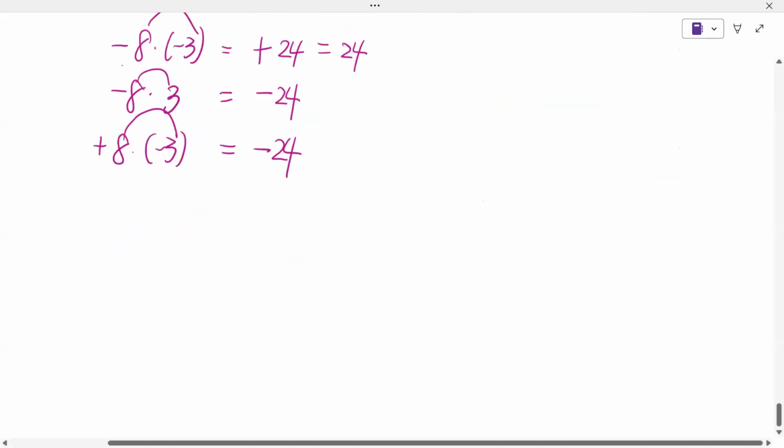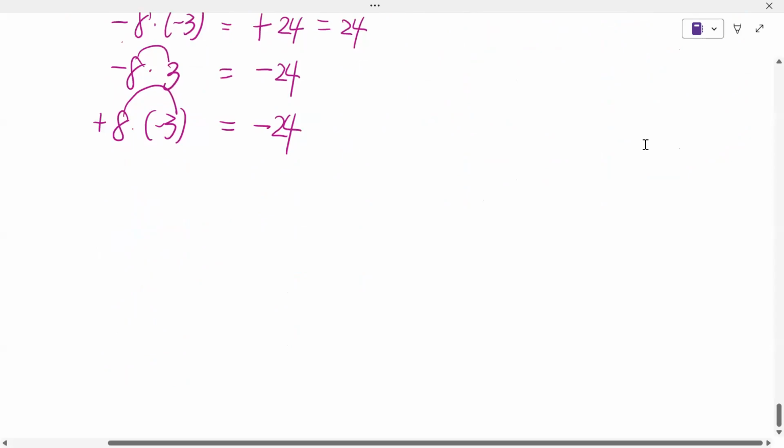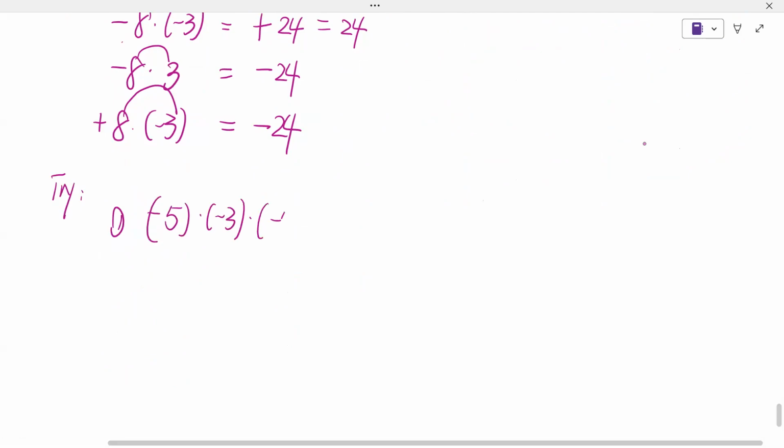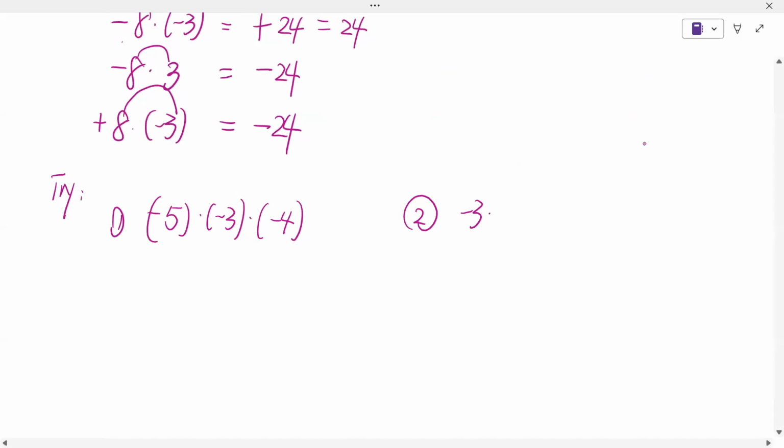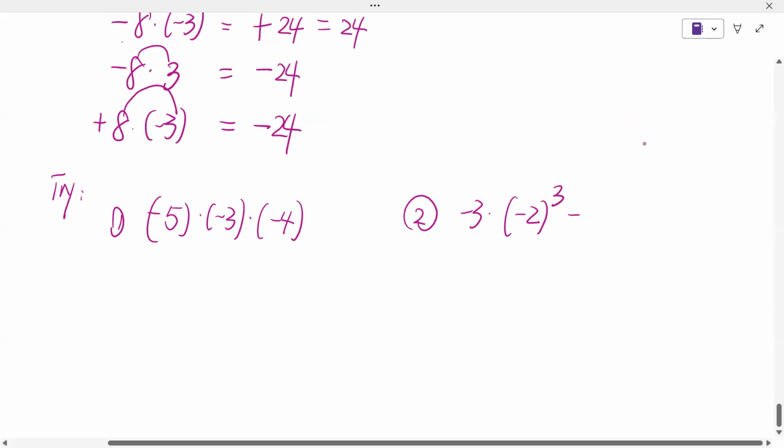All right, now let's take a look at some examples. The first one is -5 times -3 times -4. The second one is -3 times -2 to the third power minus 5 times -4 squared. I want you guys to try this really quickly.